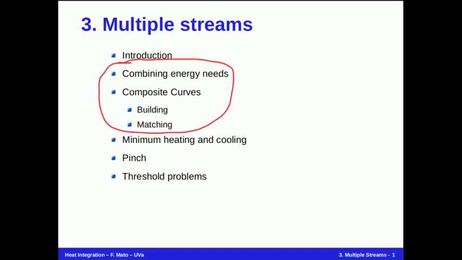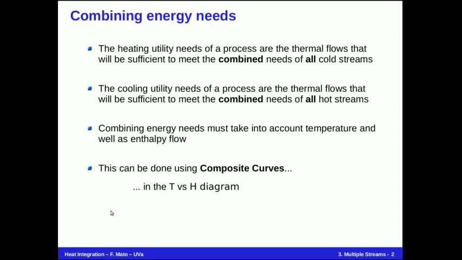In this second lesson of the Unit 3 multiple stream, we're going to see how to combine energy needs and how to build and match composite curves. The minimum heating utility we are looking for are the thermal flows that will be sufficient to meet the combined needs of all cold streams. And similarly for the cooling utility that will meet the combined needs of all hot streams.